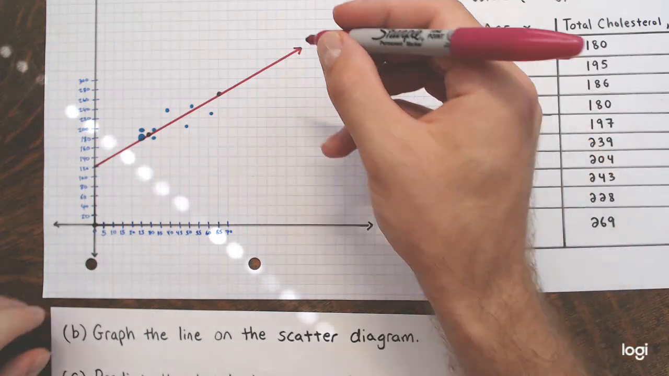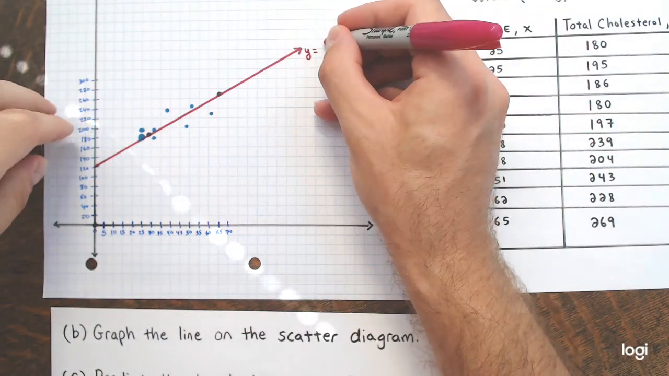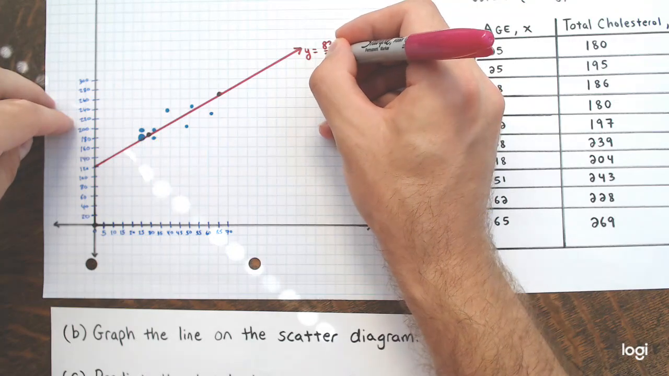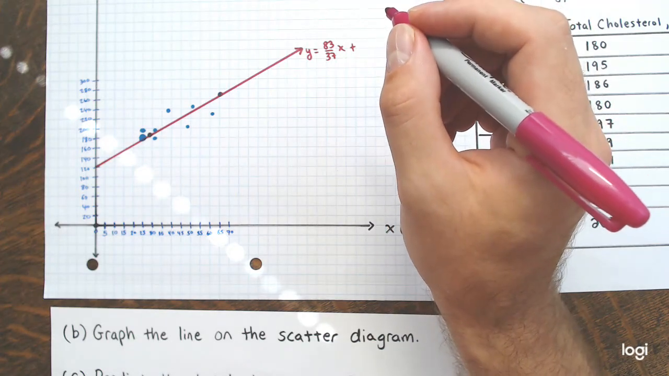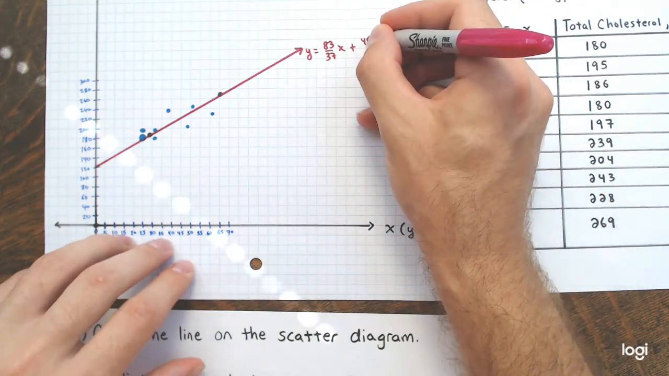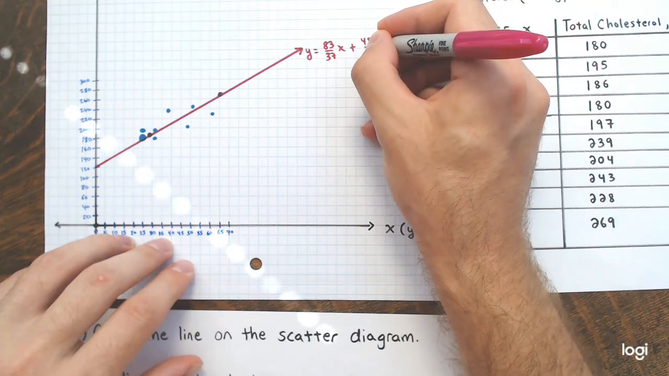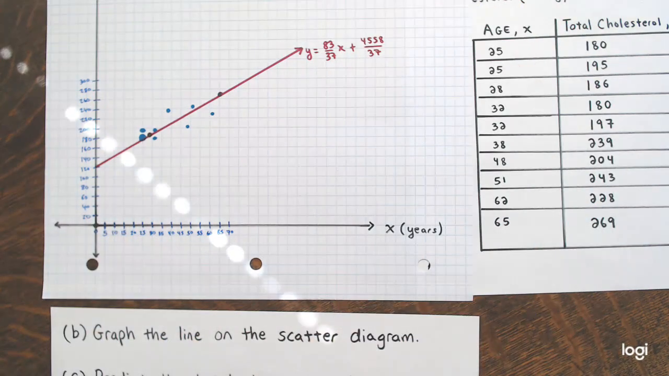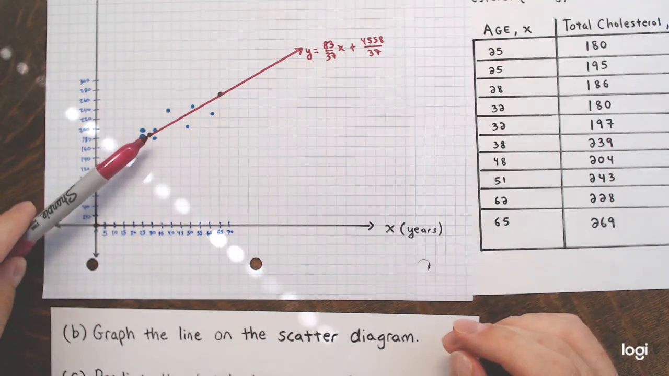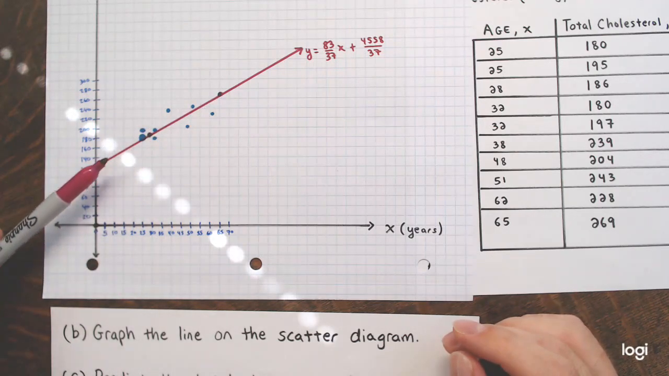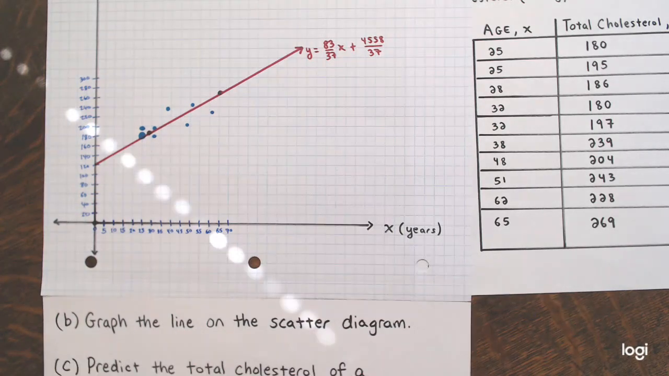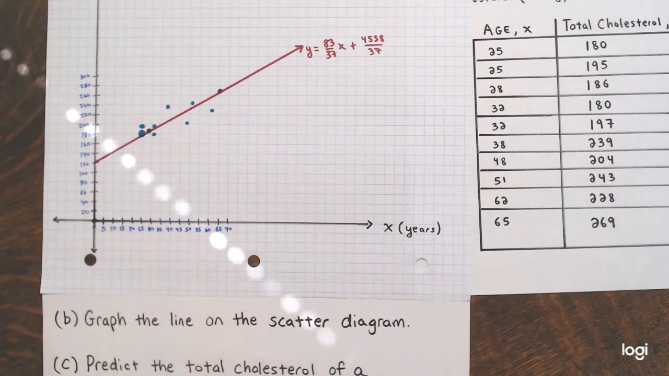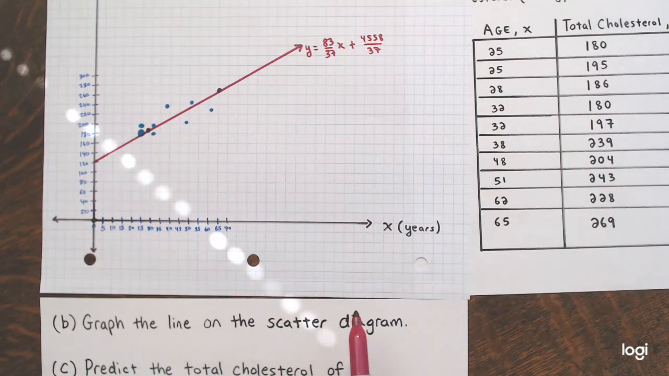And I'll even put the equation that we got. This is y equals 83/37 times x plus 4,558 over 37. Can you see how these dark points on the scatter plot seem to be tending in that direction, the same direction as the line I've just drawn? Okay, so that's all they asked. That's all they asked us to do here, was graph the line on the scatter diagram.